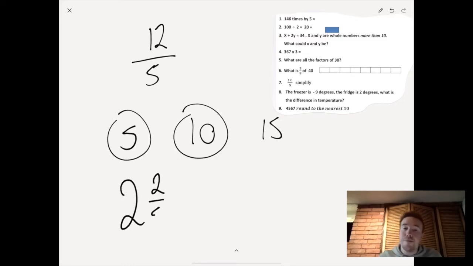If you want to see that visualised, draw yourself a bar model, or draw yourself groups of 5, and see how many full groups of 5 you can get. Okay.